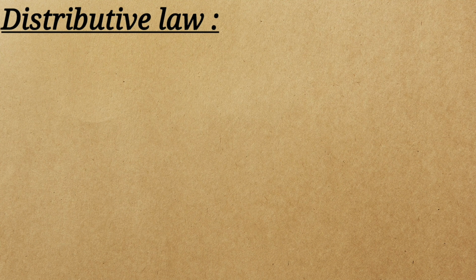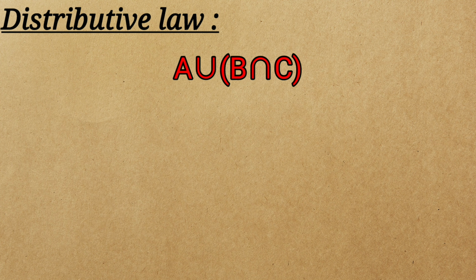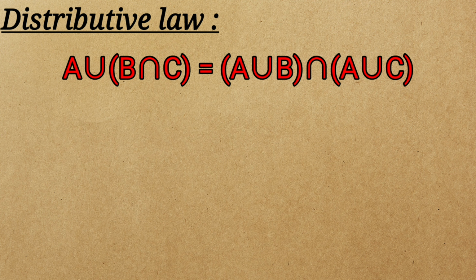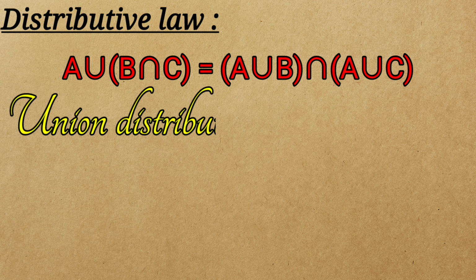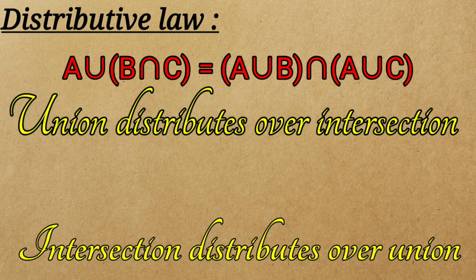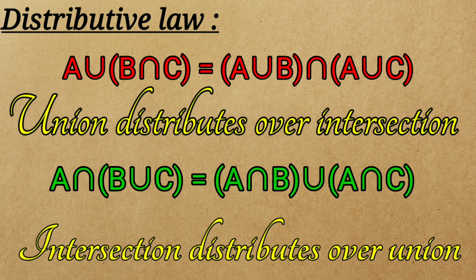Next one is distributive law. That is, A union of B intersection C is equal to A union B intersection A union C. Here we say that union distributes over intersection. And in the same way, we can also say that intersection distributes over union. That is, A intersection of B union C is equal to A intersection B union A intersection C.